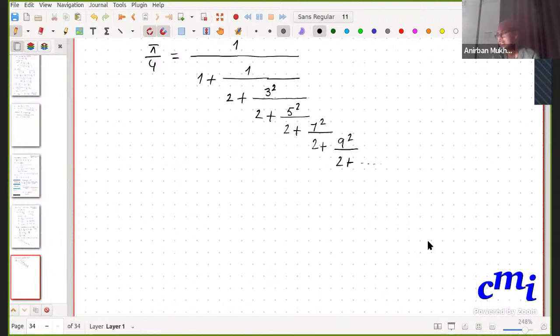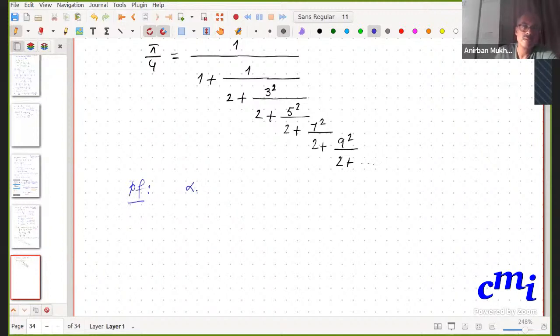Actually, the proof of this is very simple. Let me just prove it, at least the first few terms. Then you can continue proving this with induction. Let's see how to prove such a thing.